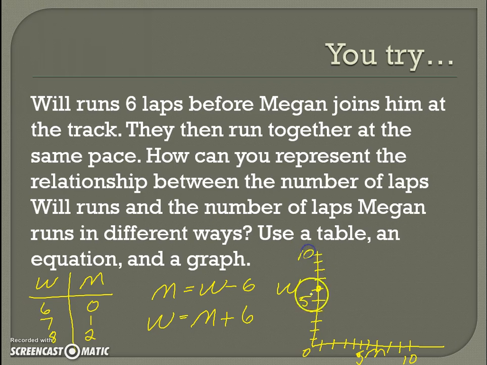So there's 10. So Megan joins him, so when he runs 6 or 7 laps, Megan's run 1. And then we go to here, 8 and 2, and 9 and 3, and then eventually 10 and 4. And I'm doing my best to line those up. If you're using graph paper, this should look nice and clear. But hopefully you had something that looks like this.